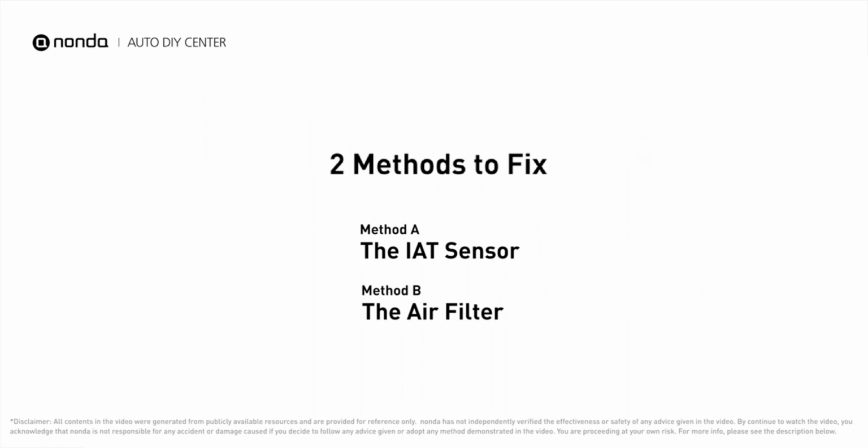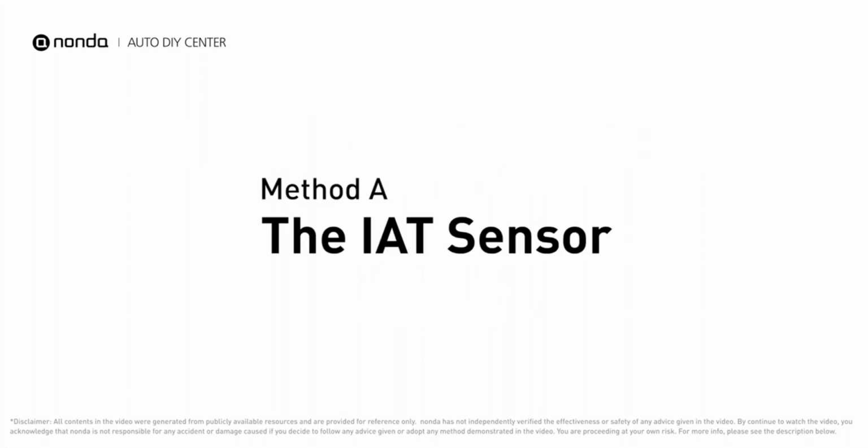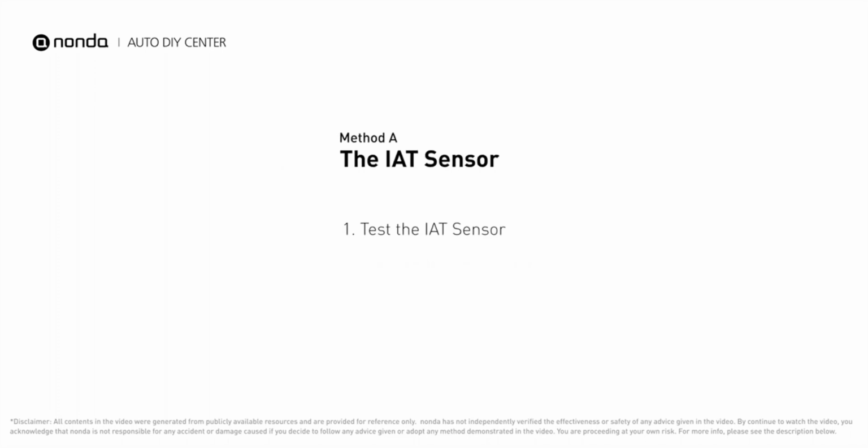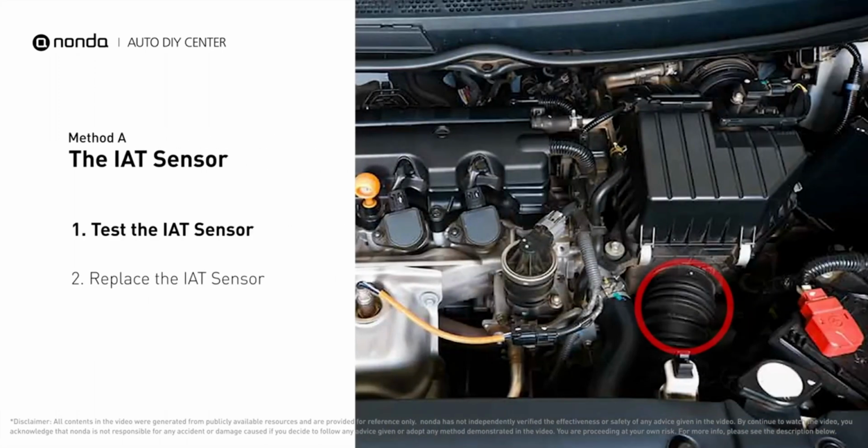Here are two of the most practical solutions to fix all these error codes. Method A, the IAT sensor. The IAT sensor could be on the throttle body attached right to the intake manifold.